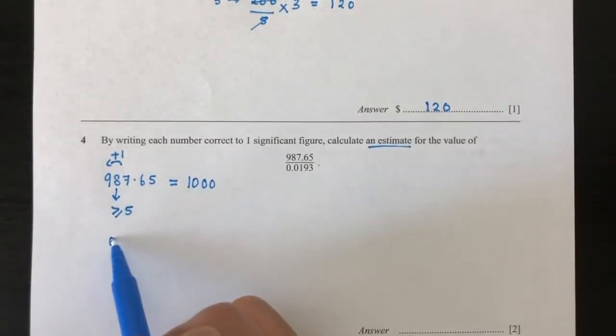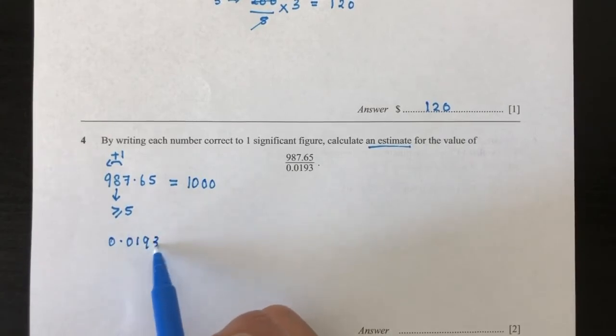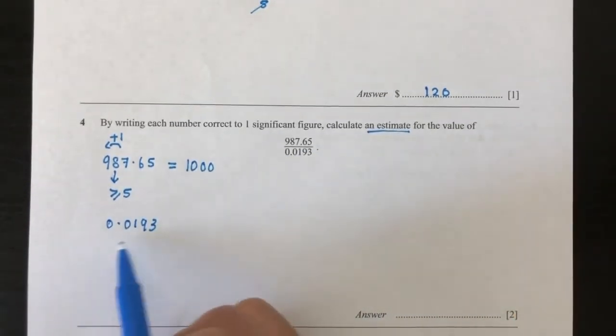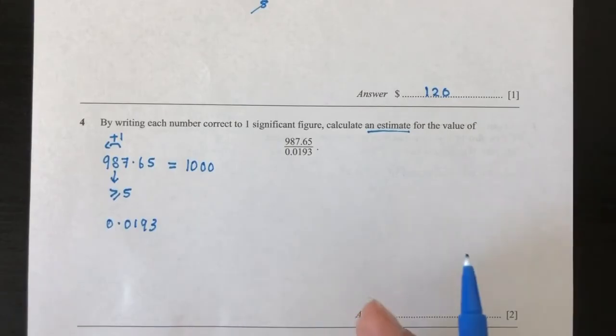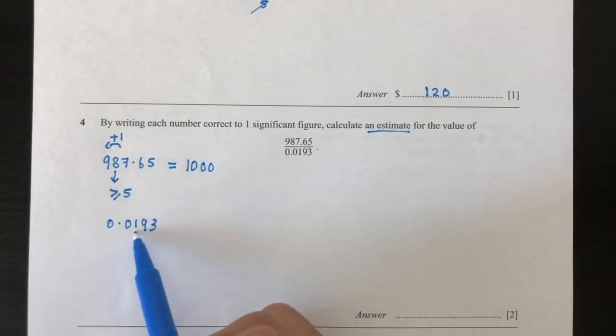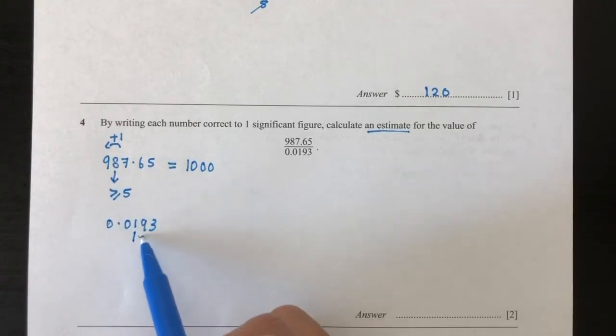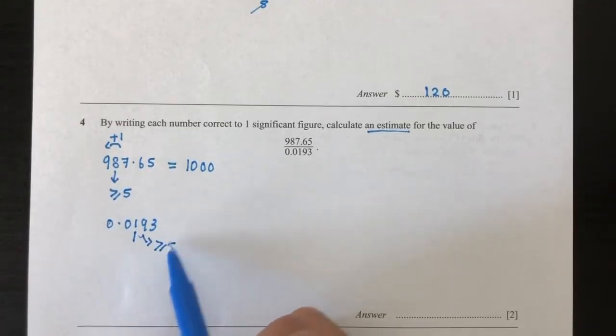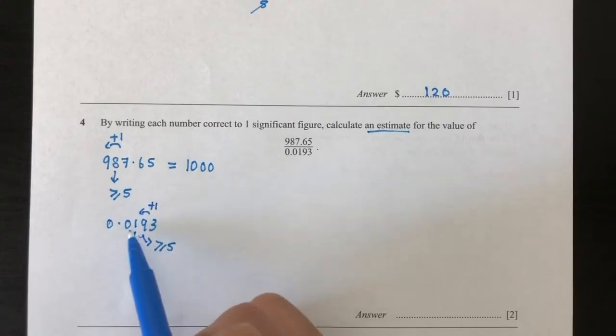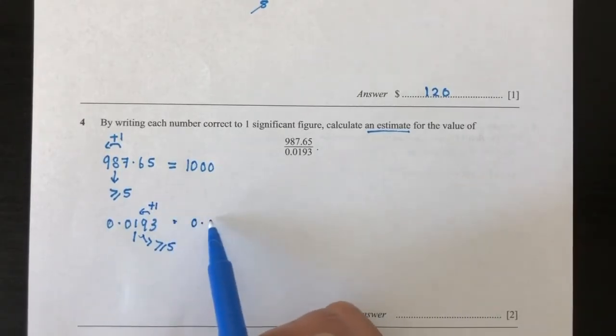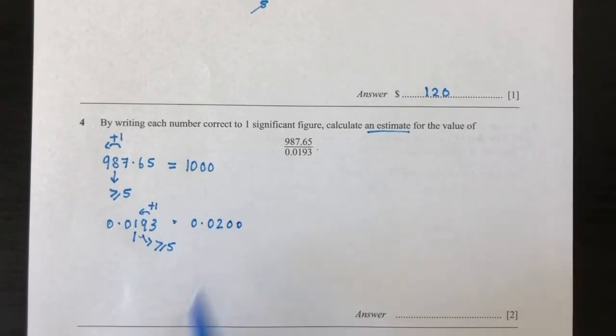Now this one, same thing, 0.0193. First thing, we don't count the 0. We count the first number you see. This one, we leave it alone by itself, and then we ask ourselves if this number here is more than or equal to 5. If it is, you add 1 to this number. So you will get 0.02, and the rest becomes 0.